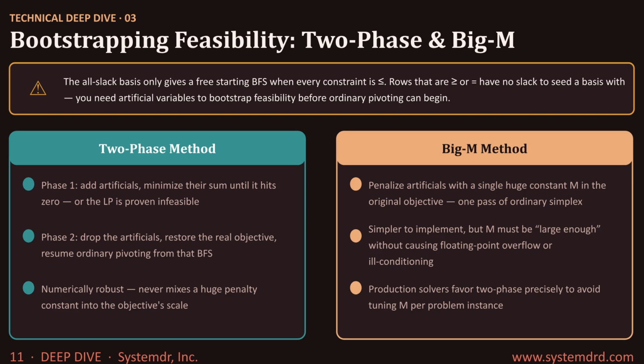The Big M method takes a shortcut. Fold a single huge penalty constant, M, directly into the original objective and solve in one pass. It's simpler to implement, but that constant has to be tuned large enough to dominate without causing floating point overflow or ill conditioning, which is exactly why production solvers favor two-phase. It sidesteps the need to tune an arbitrary constant per problem instance. Most commercial solvers actually skip explicit artificial variables for easy cases, using pre-solve and crash basis heuristics to find a feasible starting point directly. Two-phase remains the fallback whenever that heuristic doesn't get there on its own.